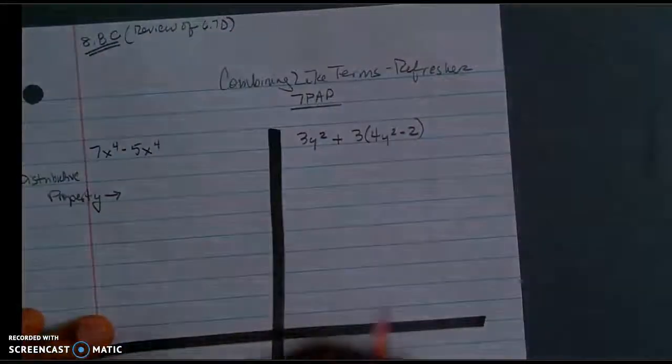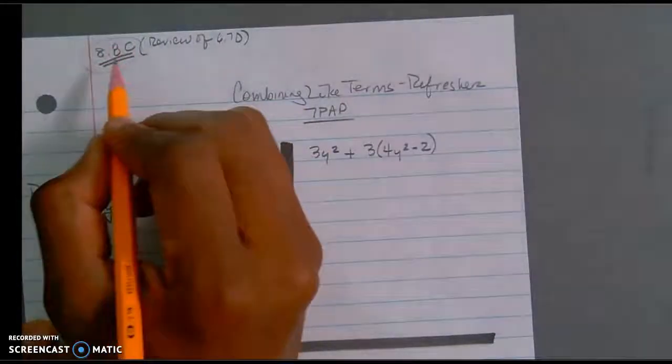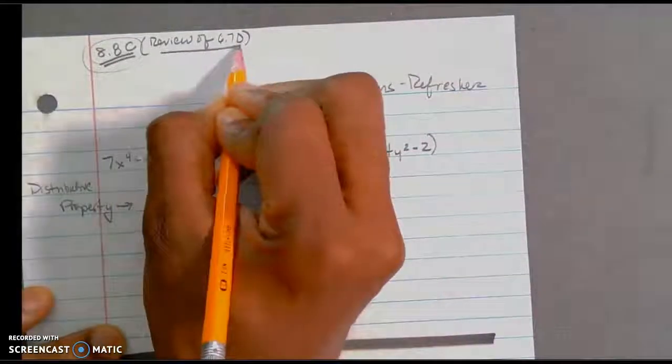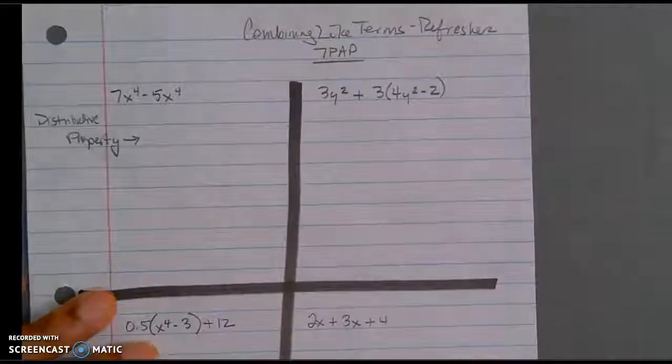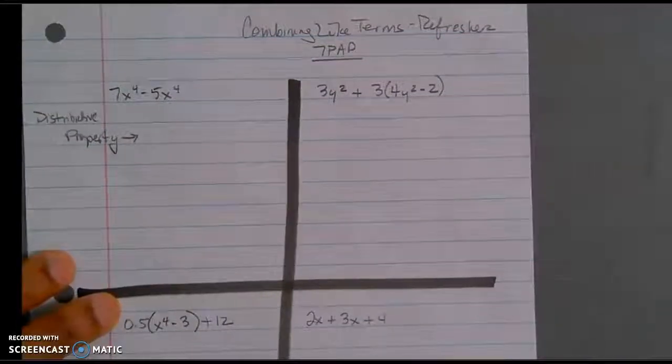So if we take a look at our paper here, again, combining like terms. This is a refresher for my seventh grade pre-AP students. The TEK that we will be using this with is 8.8C. However, it is a review of 6.7D, so it's 2 years ago that this particular TEK first came around, or it was heavily emphasized for us to know. Now, a lot of the properties, though, we have been learning since, say, 4th or 5th grade. So, again, simply a review and a refresher.